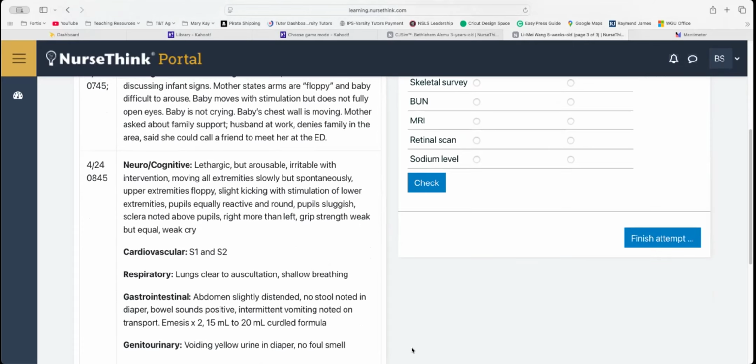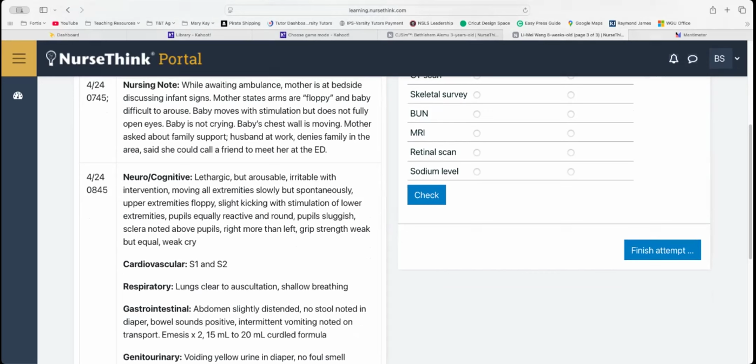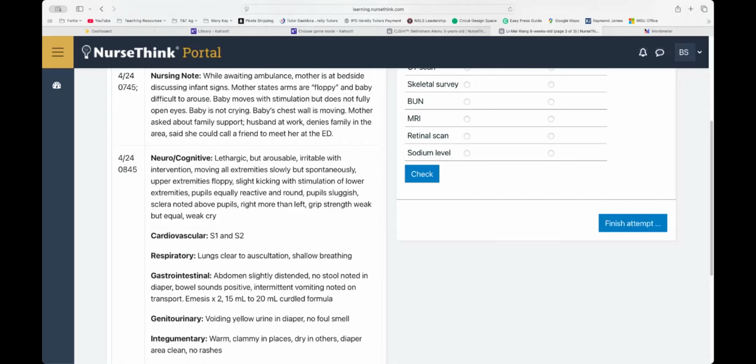When we do that initial assessment here, we see that Lee May is lethargic, but we can wake her up. She's irritable with intervention, moving those extremities slowly but spontaneously. We've got floppy upper extremities, a little bit of stimulation in the lower extremities. Pupils are equal, reactive, and round, but sluggish. Sclera is noted above the pupils, the right more than the left. Her grip strength is weak but equal, and she has a weak cry.